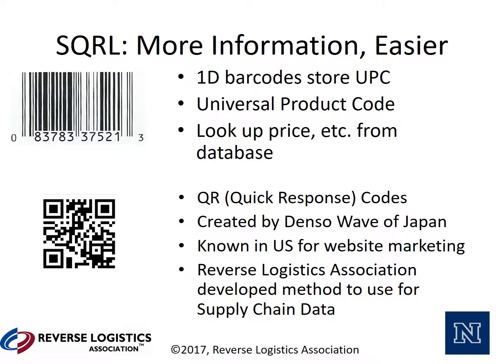In the US, they are primarily known as a marketing device. When a user scans one, they are taken to a website. For example, if you scan this QR code, it takes you to the Reverse Logistics Association's website about SQRL codes. However, the Reverse Logistics Association has developed a new method to use QR codes to store supply chain information. This method is known, of course, as SQRL codes.